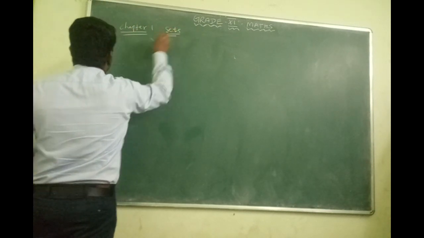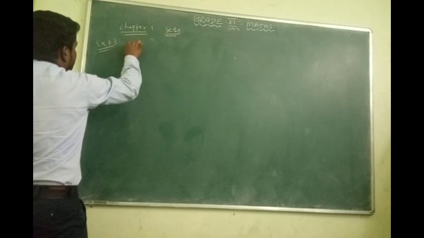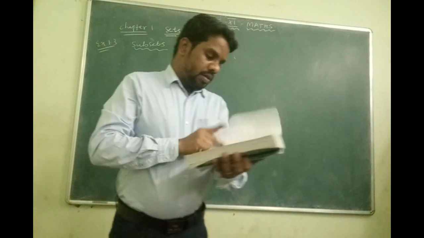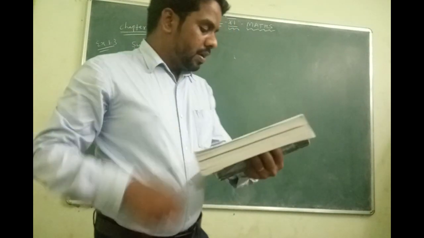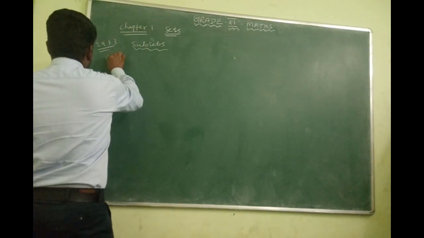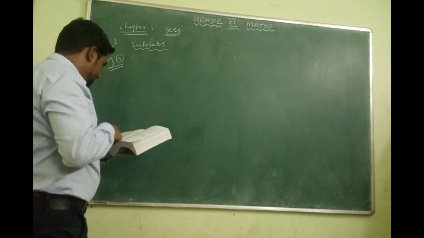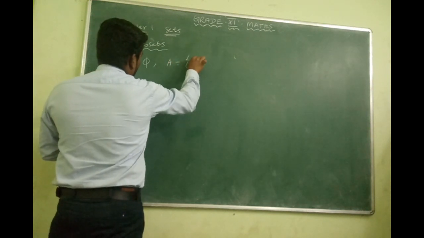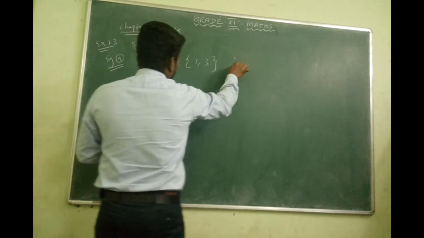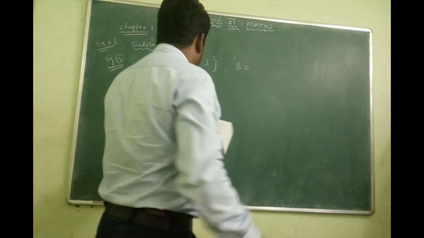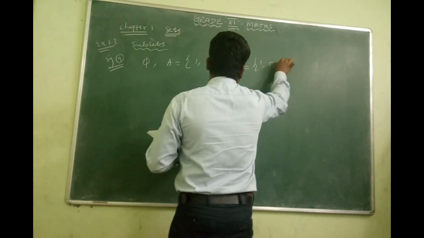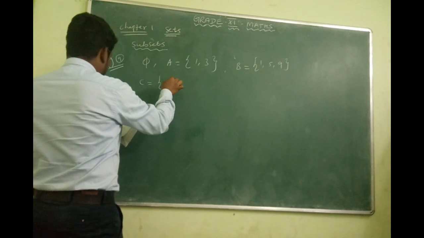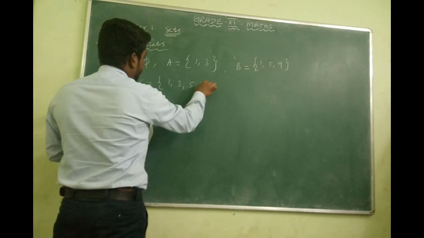Chapter number 1, sets. Exercise number 1.3, concept subsets. Okay, listen. Example number 9. Consider the sets: phi, the empty set; A is 1, 3; B is the elements 1, 5, 9; and C is 1, 3, 5, 7, 9.